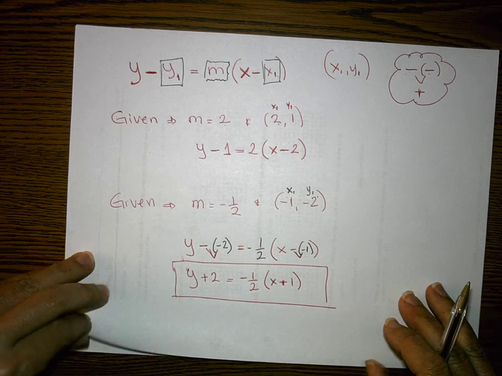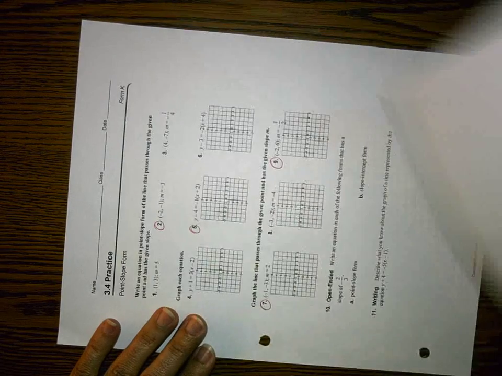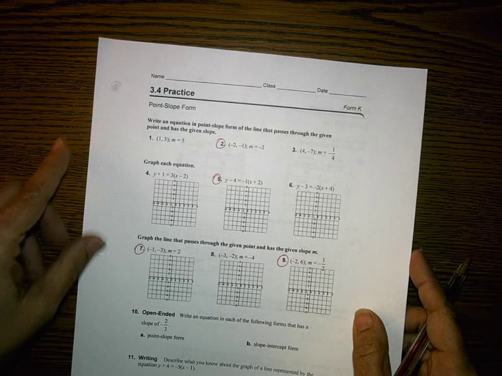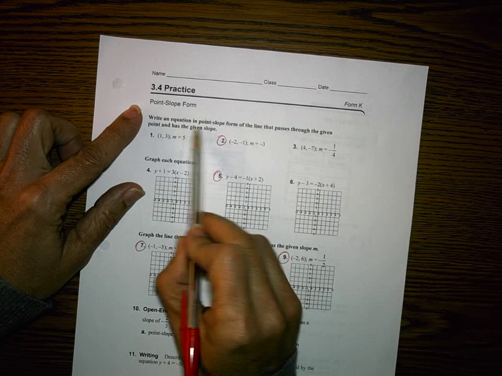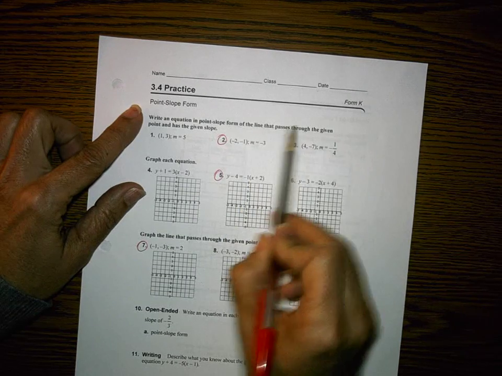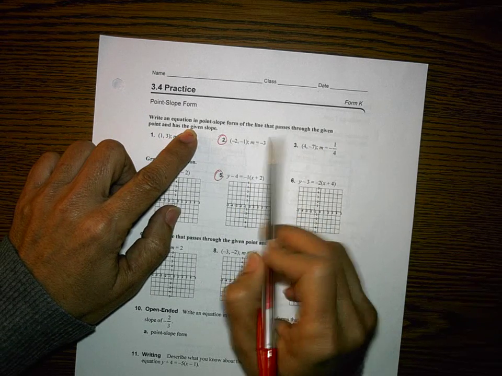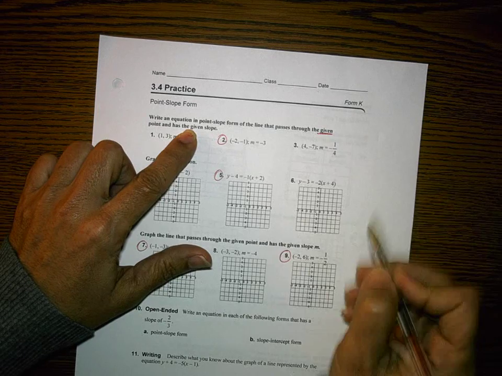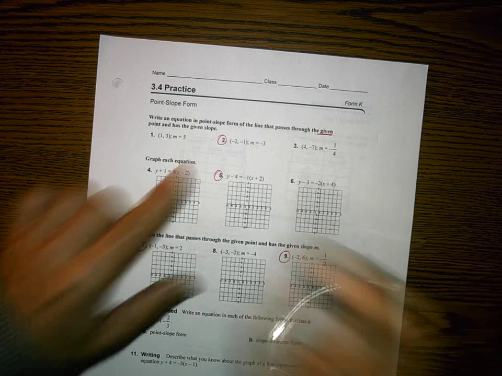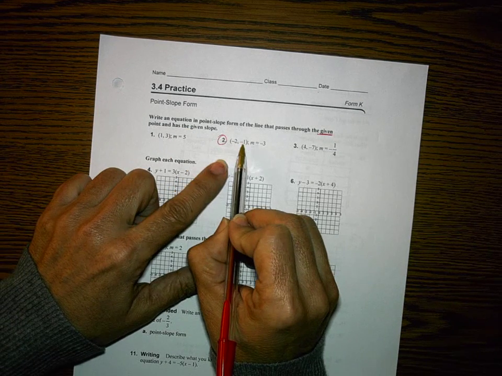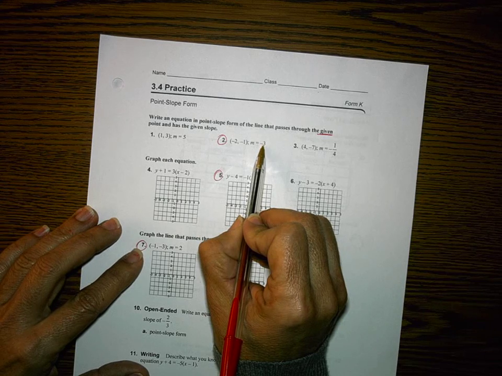Now let's take a look at our homework. I will do a few of the questions in your homework for you so you can see if you're doing it correctly. So here it says, write an equation in point-slope form of the line that passes through the given point and has the given slope. So they are giving us, this is given information, okay? So they are giving us a point, (-2, -1), and they're giving us the slope of -3.